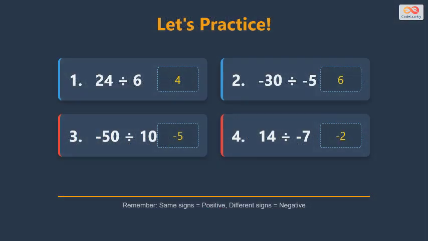Let's try some practice problems. Number 1, 24 divided by 6. Both are positive, so the answer is 4. Number 2, negative 30 divided by negative 5. Same signs, so the answer is positive 6. Number 3, negative 50 divided by 10. Different signs, so the answer is negative 5. And number 4, 14 divided by negative 7. Different signs again, so the answer is negative 2.